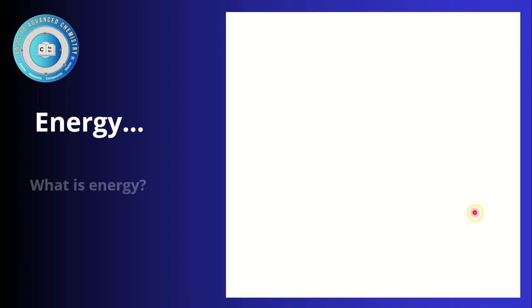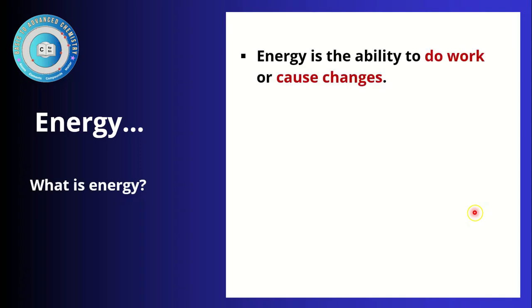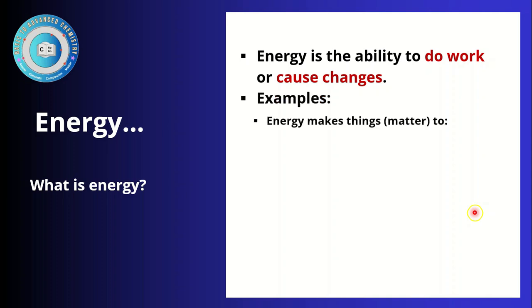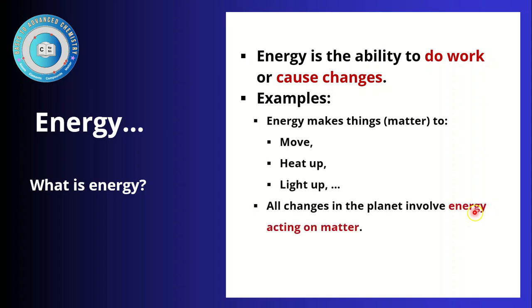So, how can we define energy? What is energy? Energy is the ability to do work or cause changes. For example, energy makes things move, and produces heat and light. All changes in the planet involve energy acting on matter.